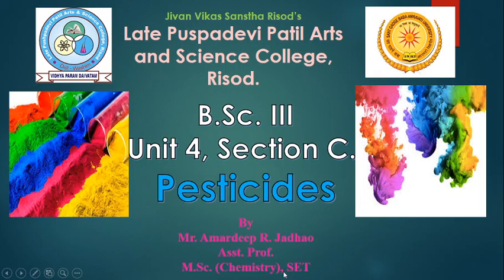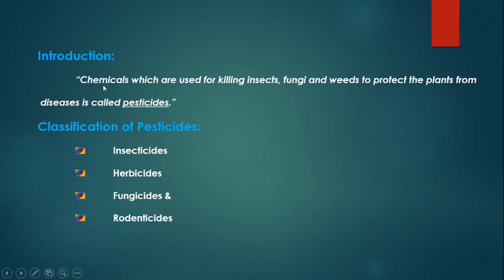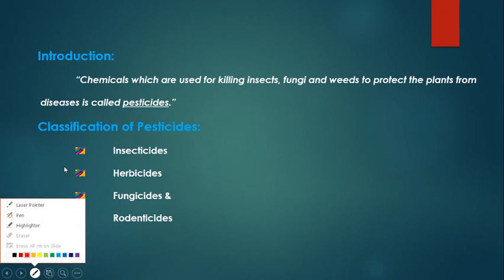Today's topic of our lecture is BSc Third Year's Unit 4, Section C, that is Pesticides. This is part of the syllabus of Third Year BSc of Sant Gadge Baba Amravati University, Amravati. In the last lecture, we saw drugs, and today we are going to study pesticides. In the introduction, we are going to see what a pesticide is.